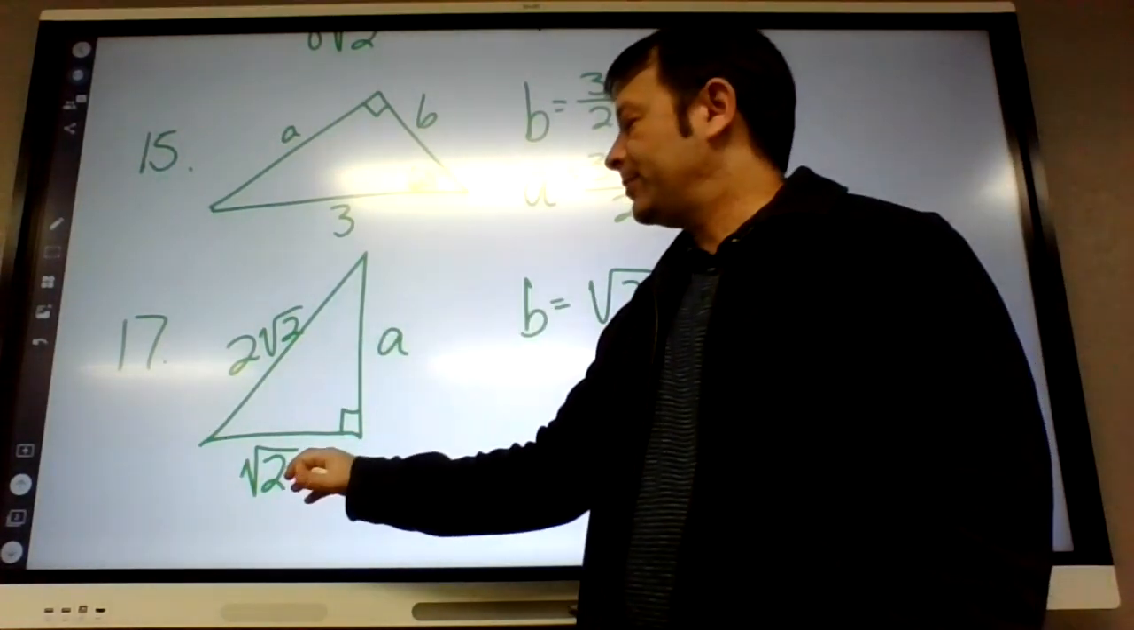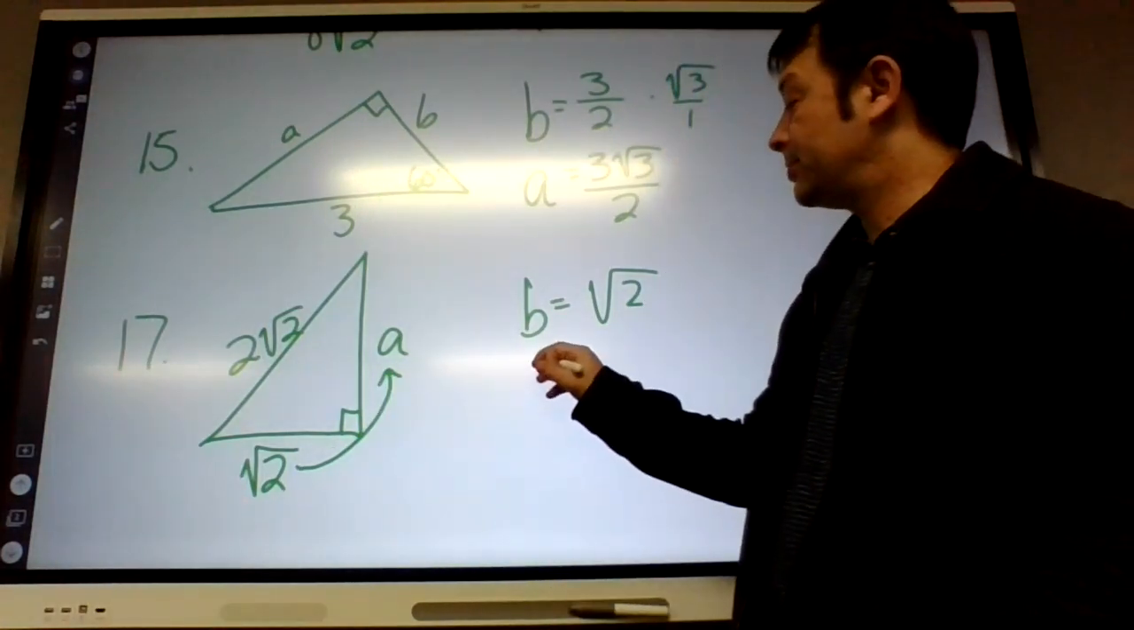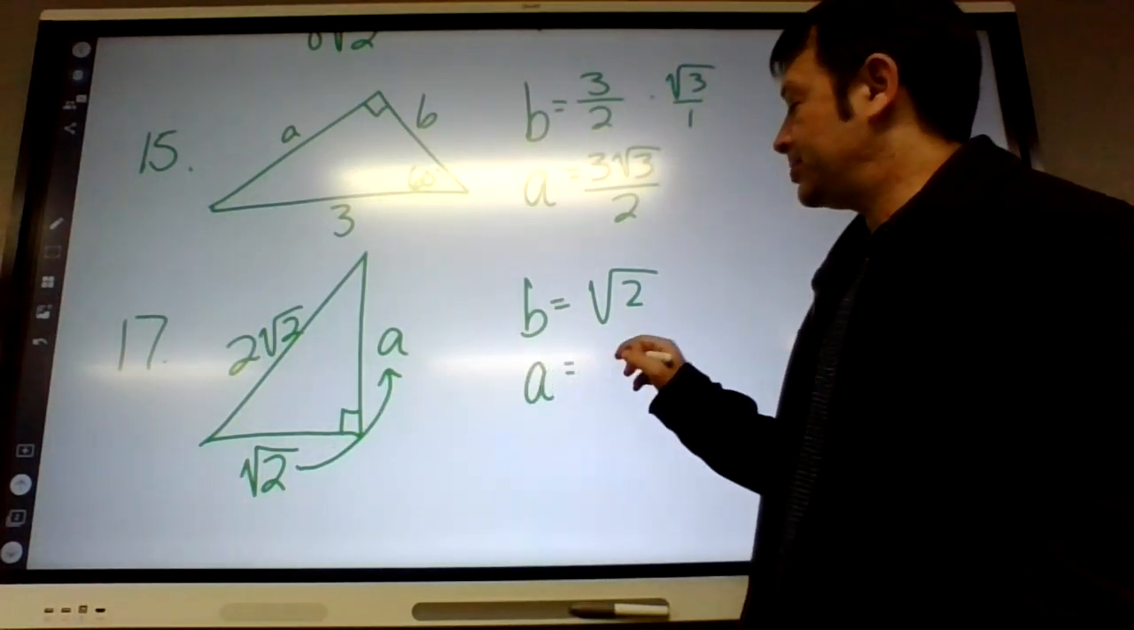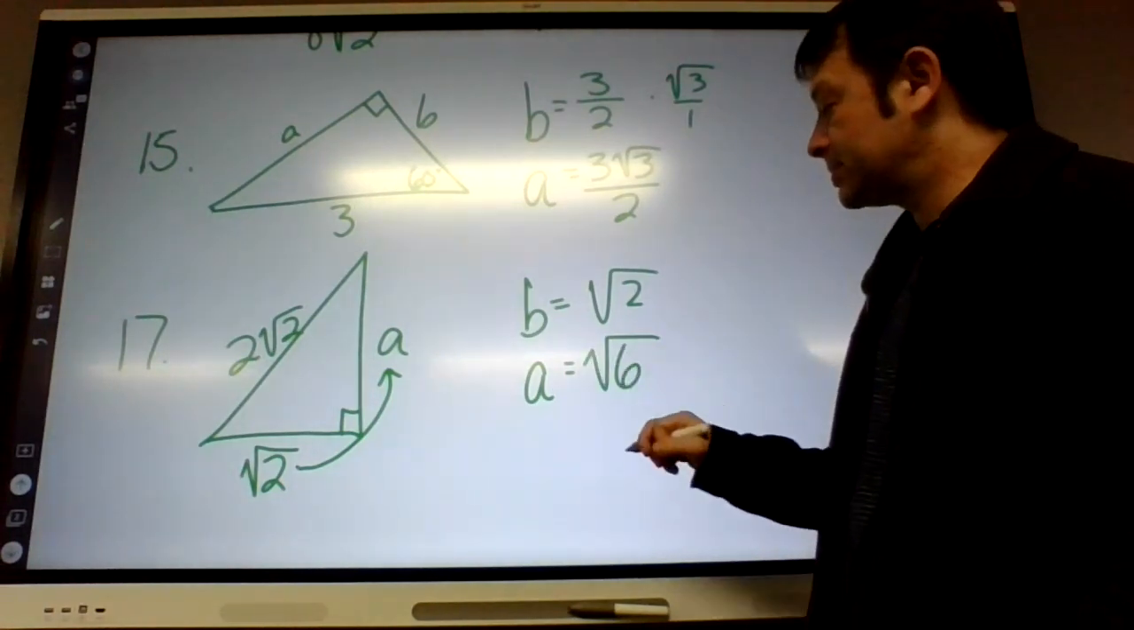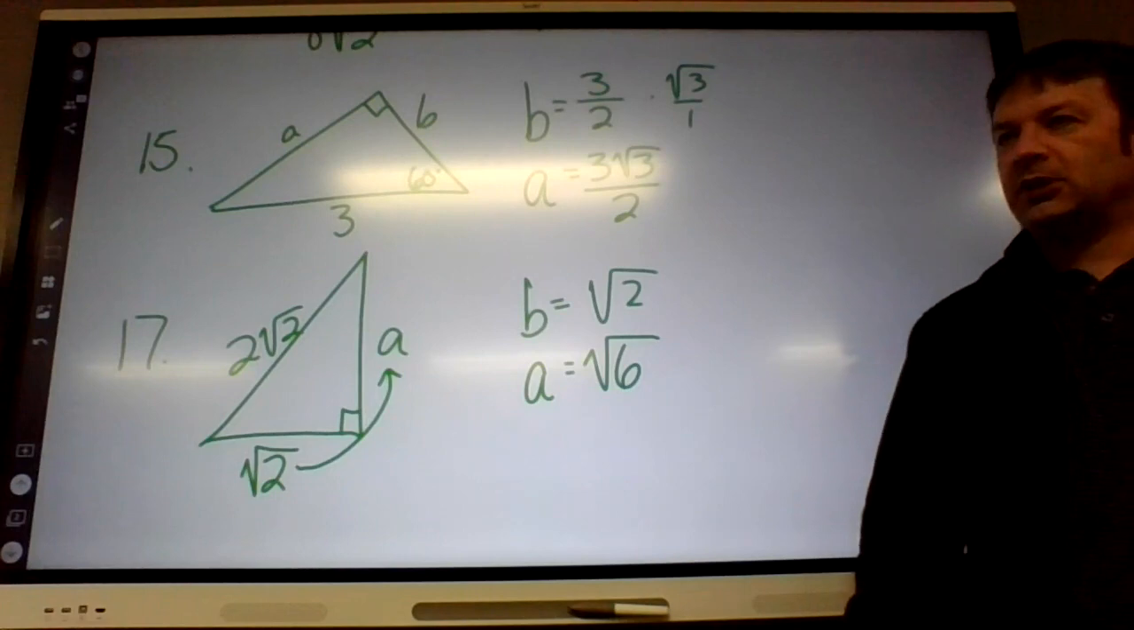Okay, how do we go from the short leg to the long leg? Times square root of 3. Square root of 2 times square root of 3 is square root of 6, yes. Parallelogram based on side. Yes.